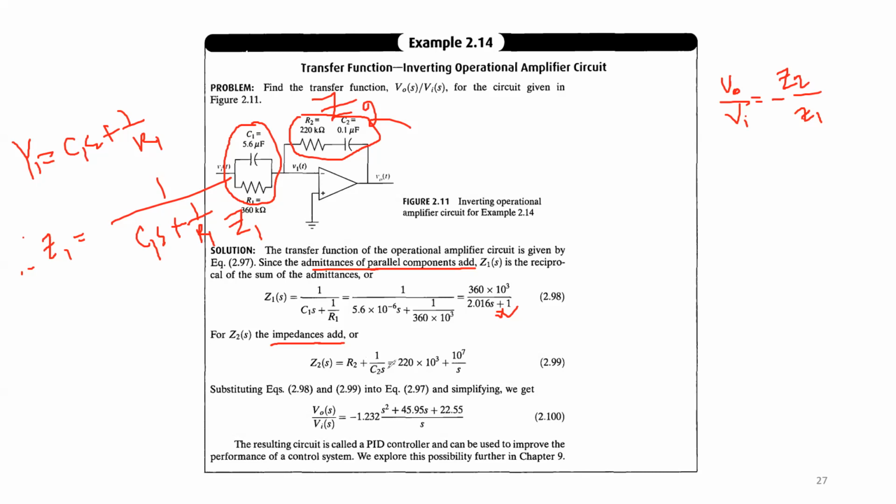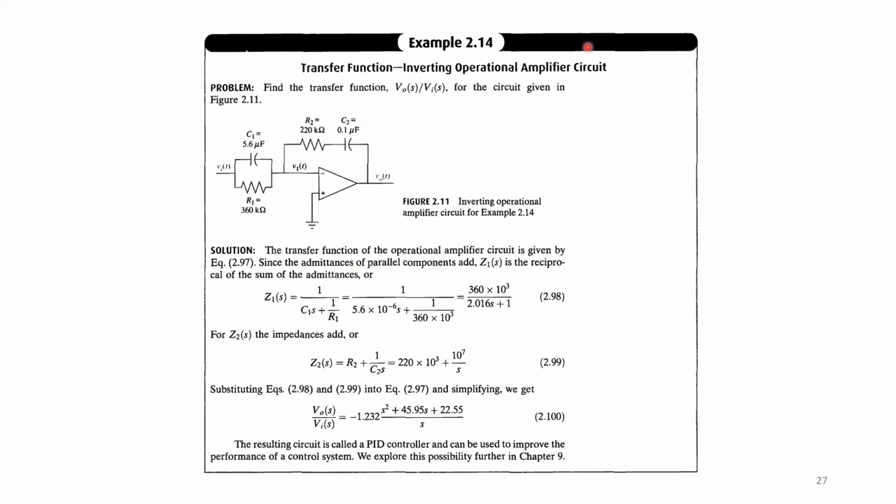Now put the value Z2 by Z1, with the minus. This comes here: Z2 plus 1 over C2S, divided by Z1 by C1S plus. Now put the values and do the calculation, then you get it. So that is the equation for this one.